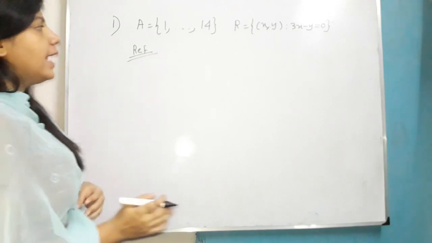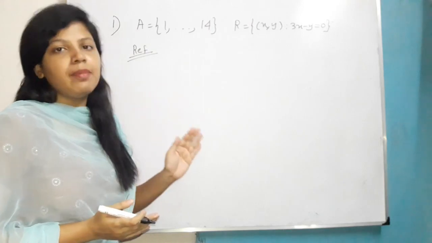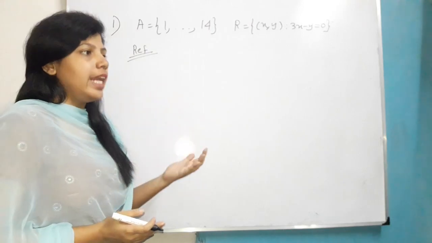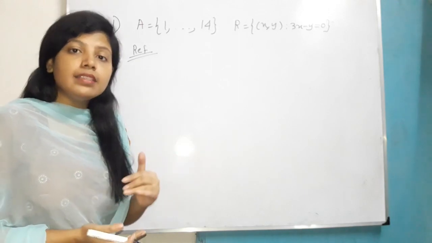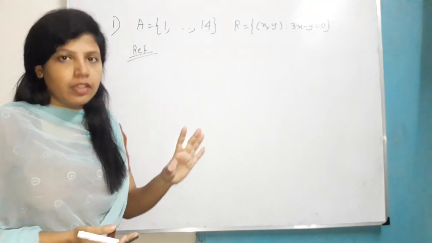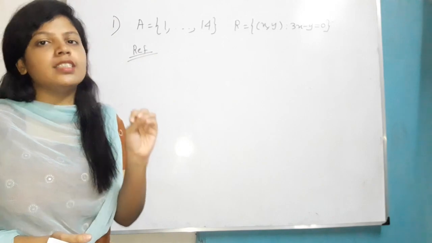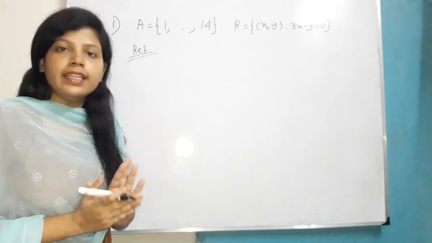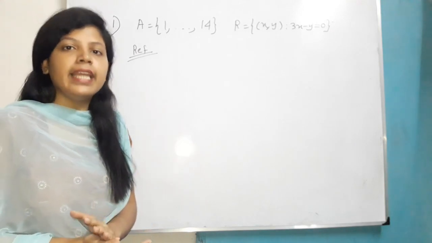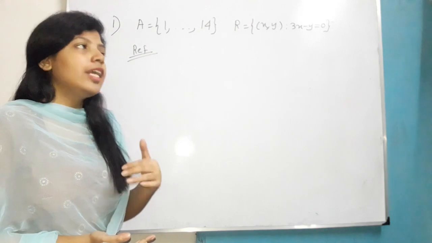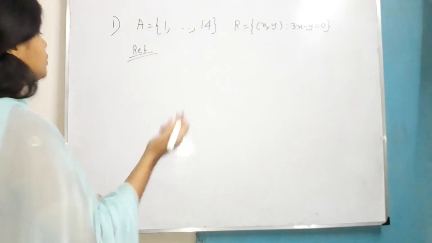Whenever I check whether the relation is reflexive or not, I have to check that for all the elements it is followed. If you check that only for one element it is followed, then it is not okay. But if you know that it is not reflexive, then you just show for which element it is not reflexive, and then it is true. But if the relation is reflexive, then you have to take any arbitrary element and try to maintain that relation. Now 3x minus y equals 0 is there.